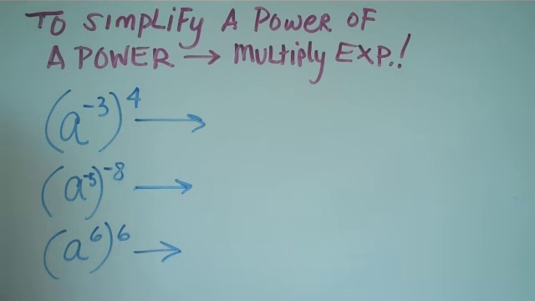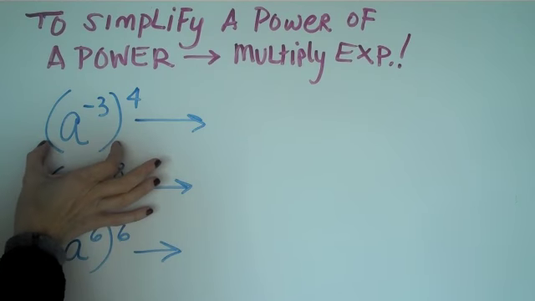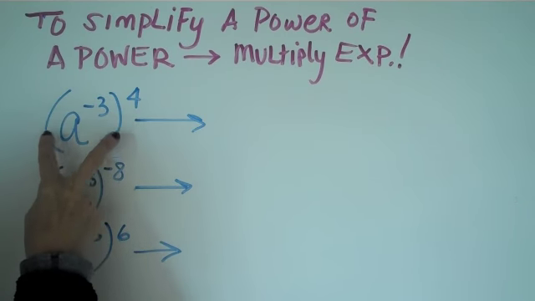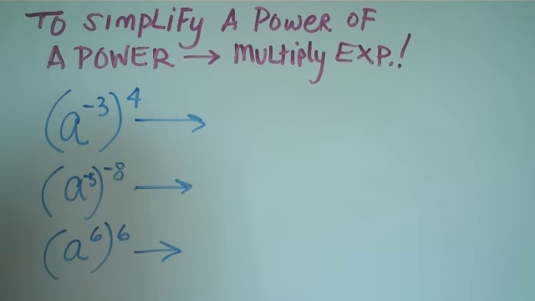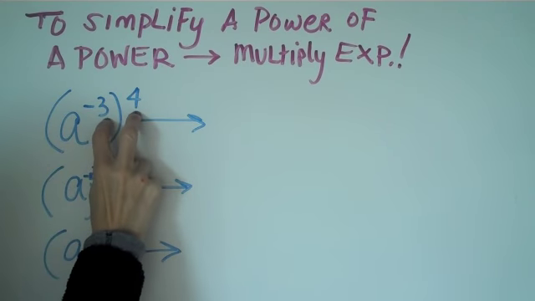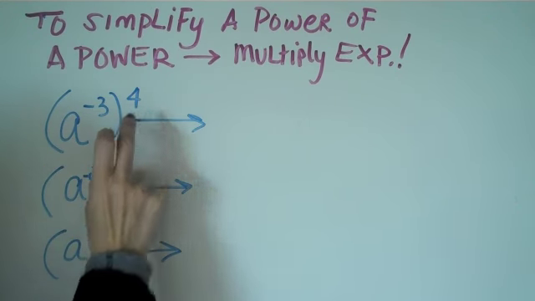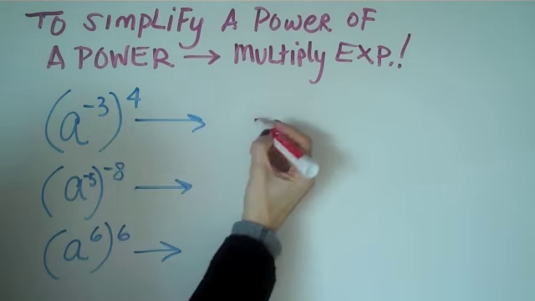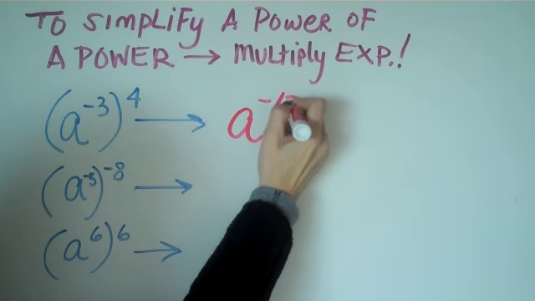There's other things that I do want to go over, though, with regard to simplifying a power. In this case, where you see parentheses, you just have to keep in mind the rule with parentheses. Parentheses means multiplication. If you think there's a parentheses between this negative 3 and the 4, maybe that will help you remember that you end up multiplying the negative 3 times the 4. So a to the negative 3 raised to the power of 4 becomes a to the negative 12.